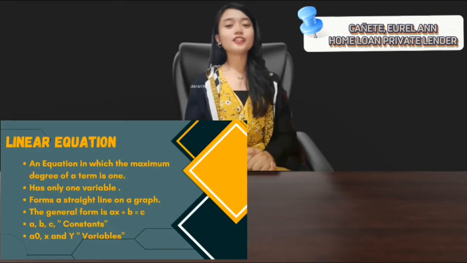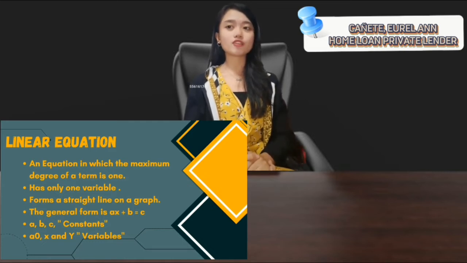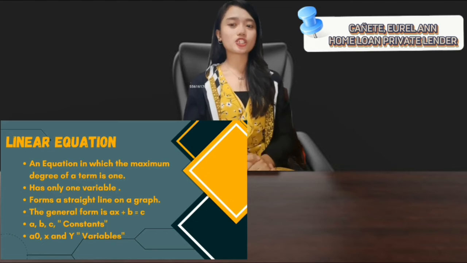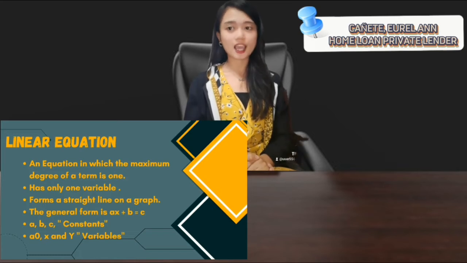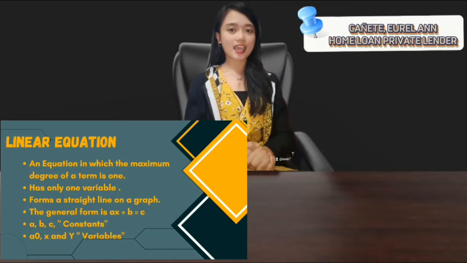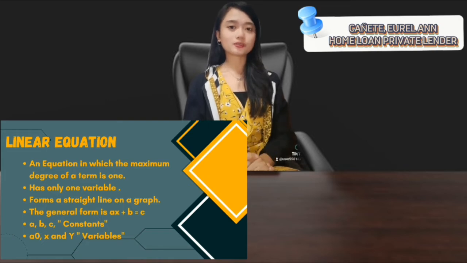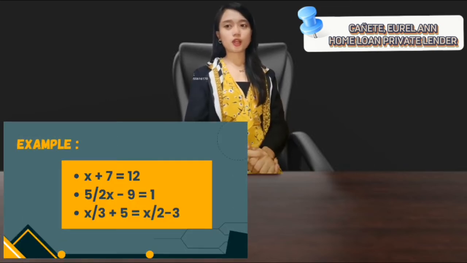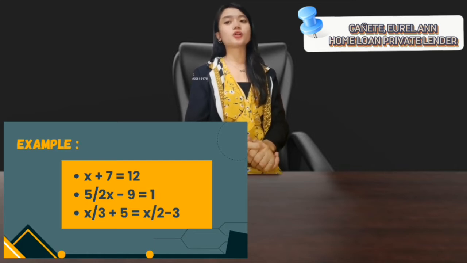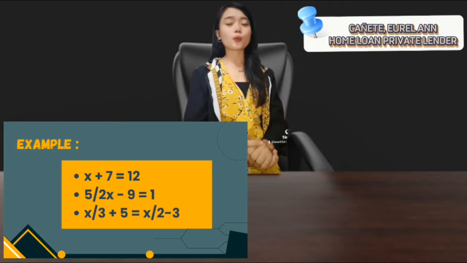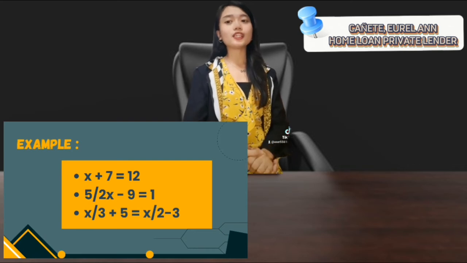What is a linear equation? A linear equation is an equation in which the maximum degree of a term is 1, or we can say that a linear equation has only one variable. So a linear equation when plotted on the graph forms a straight line. The general form of a linear equation is ax + b = c, where a, b, c are constants, and a ≠ 0, and x and y are variables. For example, x + 7 = 12, (5/2)x - 9 = 1, x/3 + 5 = x/2 - 3. These are equations in one variable, x. When the linear equation is plotted on the graph, we will get the below figure.